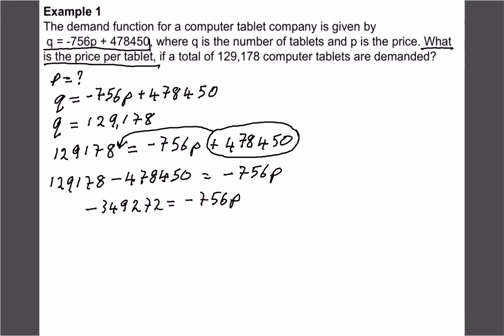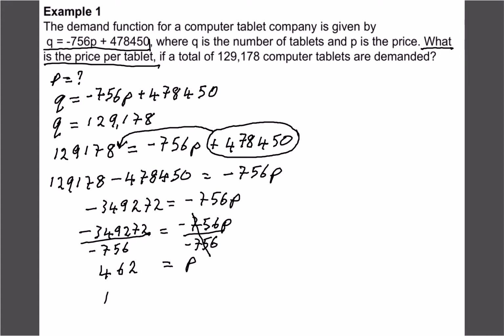So we'll do that. On the right, negative 756 will cancel. Now we use a calculator to work out the left hand side. That should give us 462 equals P, or better written as P equals 462. So the price per item is $462.